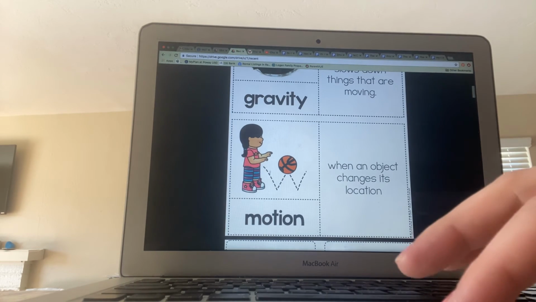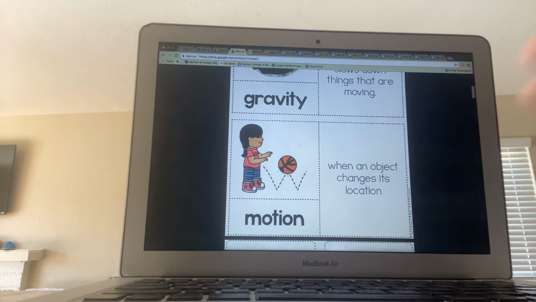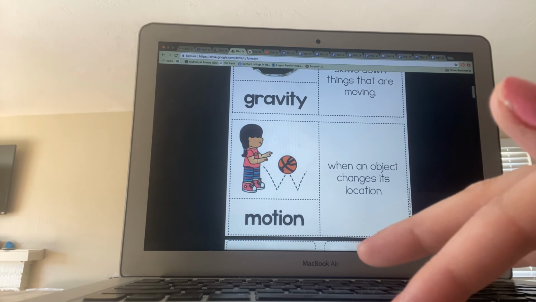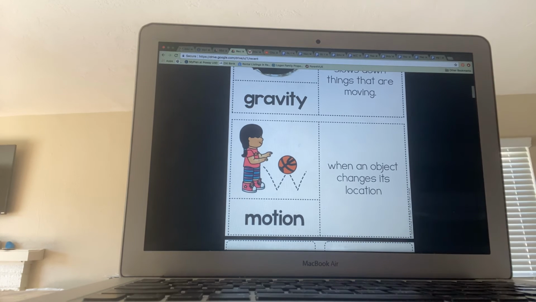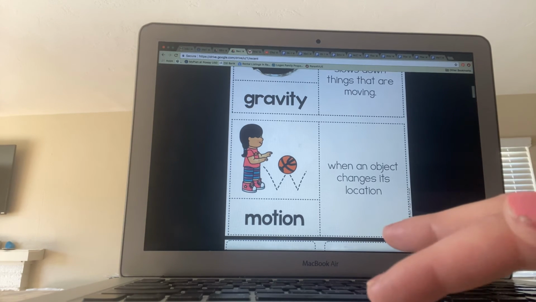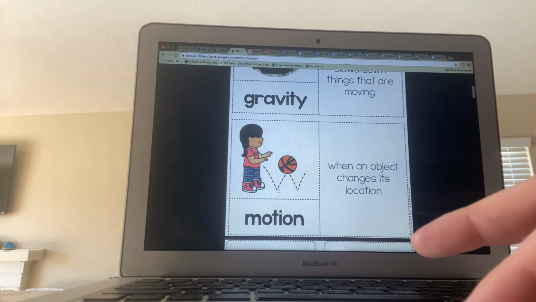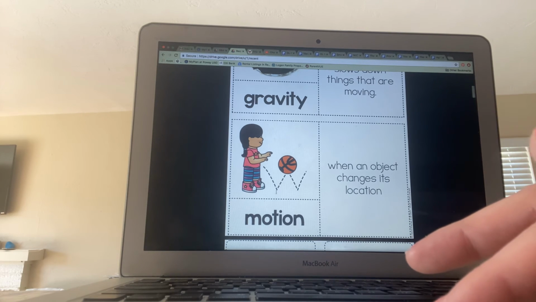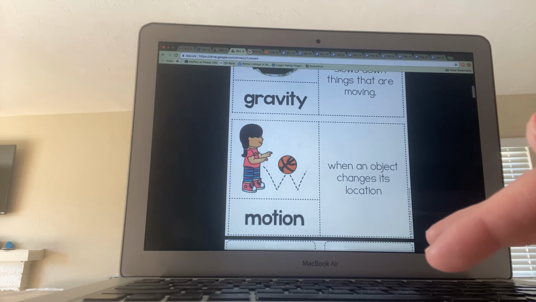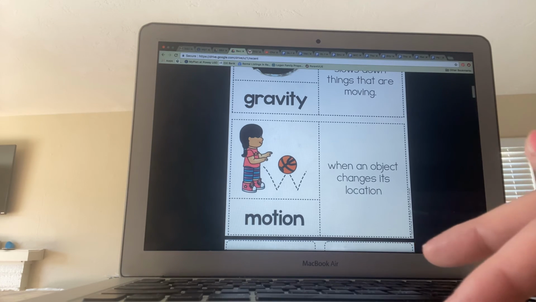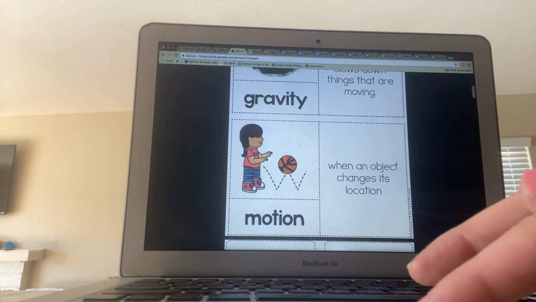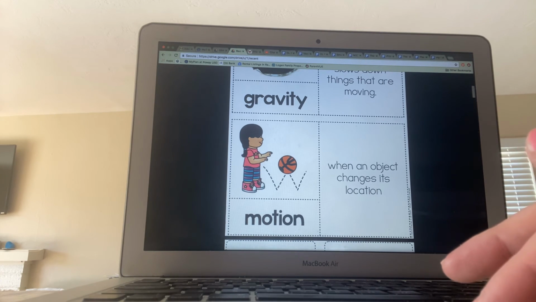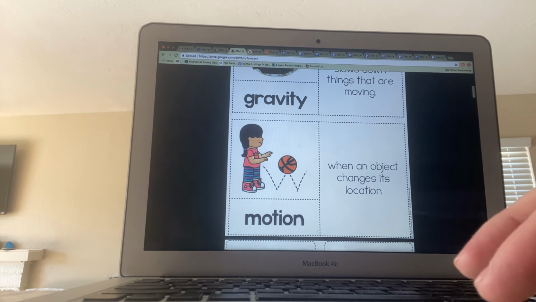And lastly, motion. It's when an object changes its location. So she pushes the basketball down, it goes from her hands, and the force that is pushed onto the basketball then goes into motion and moves it. Then the force of the ground pushes the basketball back up. The force of gravity pushes the basketball back down. Okay? But it's all these different forces that are causing the basketball to be in motion.